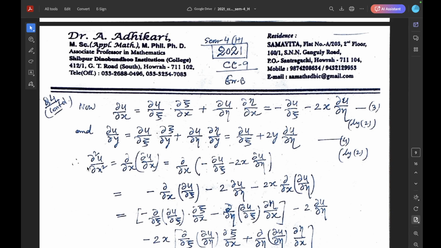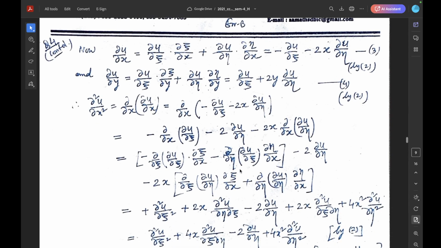So from this we get ∂u/∂y equal to ∂u/∂xi + 2y ∂u/∂eta. Now ∂²u/∂x² equal to ∂/∂x of ∂u/∂x equal to ∂/∂x of, from equation 3, (-∂u/∂xi - 2x ∂u/∂eta). Put here, and this simplification gives -∂/∂x of ∂u/∂xi - 2 into the derivative of x with respect to x, which is 1, so ∂u/∂eta, minus 2x into ∂/∂x of this.